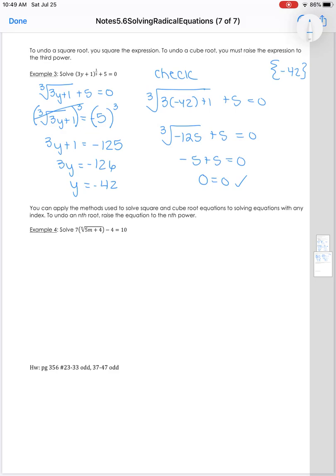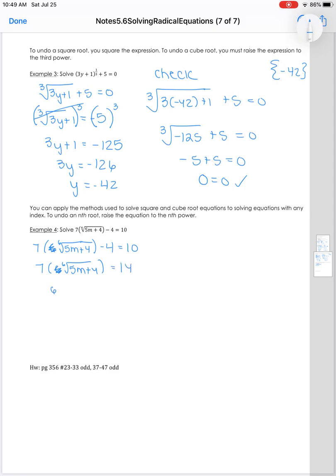So now we're going to check. Again, you can sub it into your modified one where you changed it, or sub it into the original. They're the same problem anyway. So we get the third root of negative 125 plus 5 equals 0. So this is negative 5 plus 5, and 0 does equal 0. So that checks out. So your answer would then be negative 42, and that works out. So you can apply the methods used to solve square and cubed root equations to solve equations with any index.